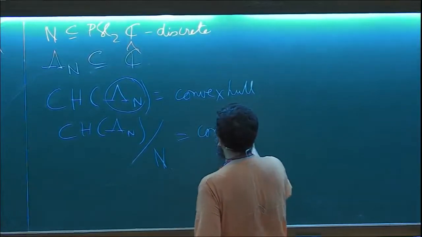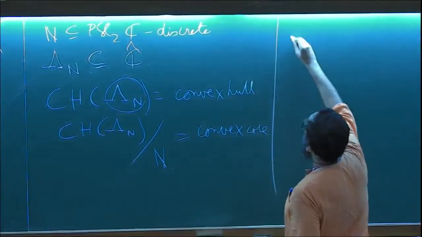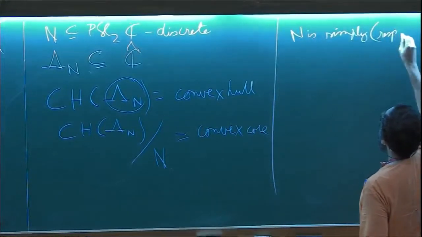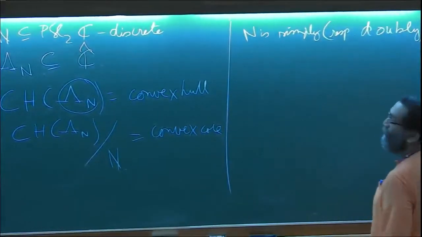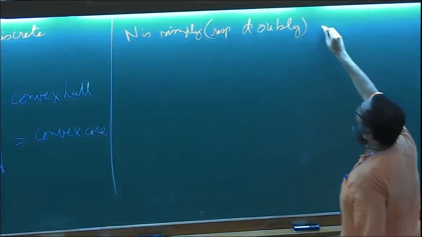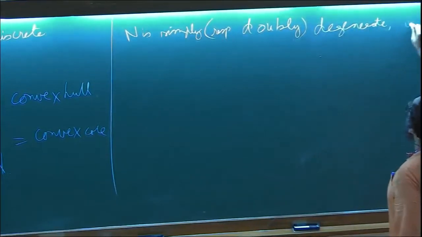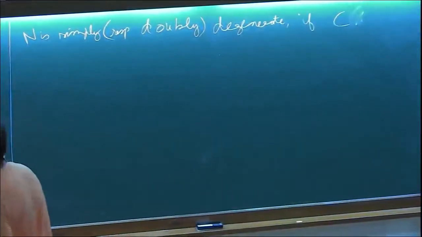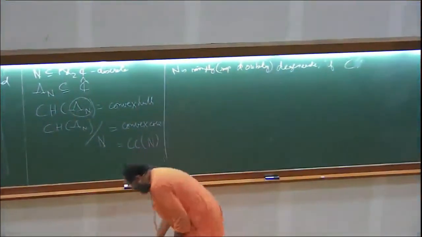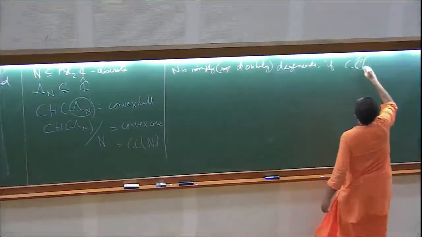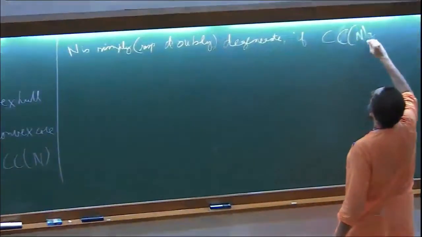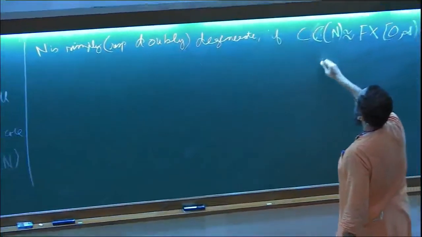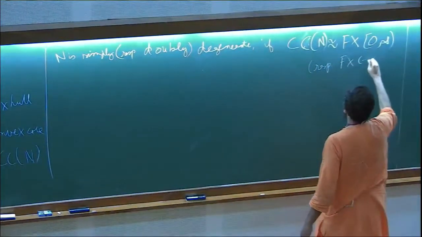This is called the convex core, and N is simply, respectively, doubly degenerate if the convex core, okay, so this guy has a name, so let's call this CC of N, if the convex core of N is homeomorphic to F cross closed interval 0 to infinity, respectively, F cross minus infinity to infinity.